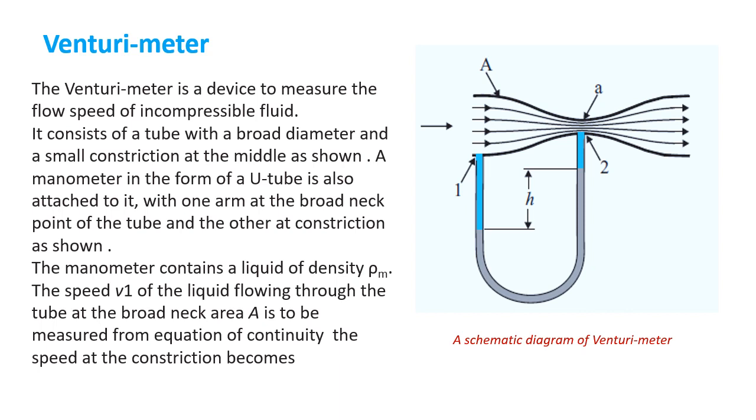A manometer in the form of a U-tube is also attached to it, with one arm at the broad neck point of the tube and the other at the constriction, as shown at points 1 and 2. And the areas here are capital A and small a respectively. The manometer contains a liquid of density rho m.